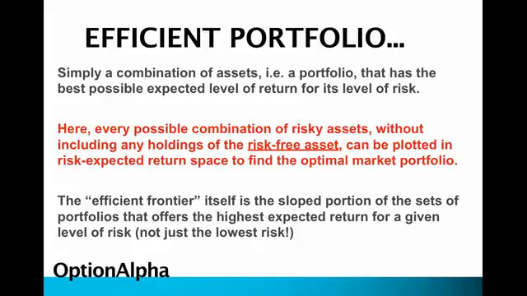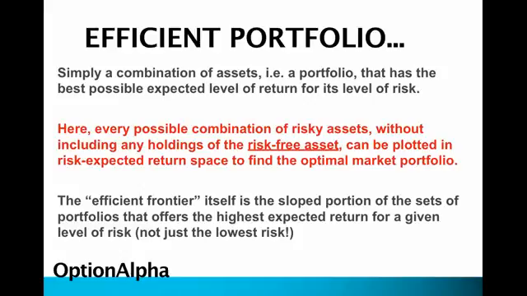of risk versus return. So here, every possible combination of risky assets, without including any holdings in risk-free, which are treasuries, can be plotted onto a risk expected return space to find the optimum market portfolio. And we're going to go over that. So what it's basically doing is that it's taking every combination of assets. So you could take stock A and B and C, and A and C, and all those different combinations, and you can plot their risk versus return onto a graph, and you want to choose the one that has the best possible or most optimal risk versus return.